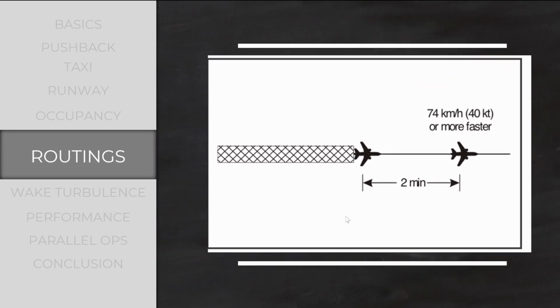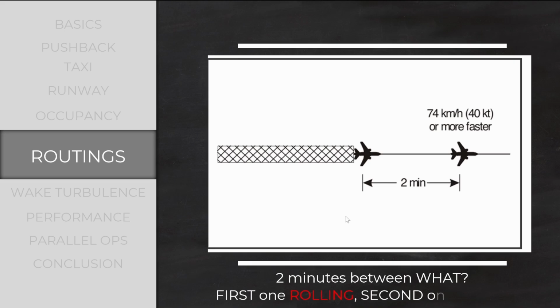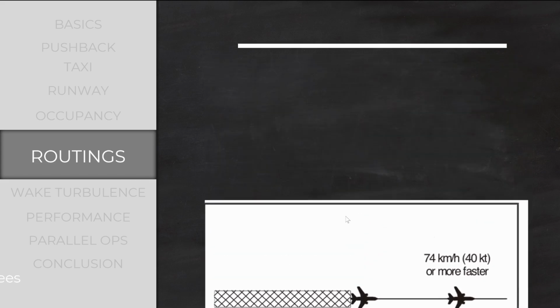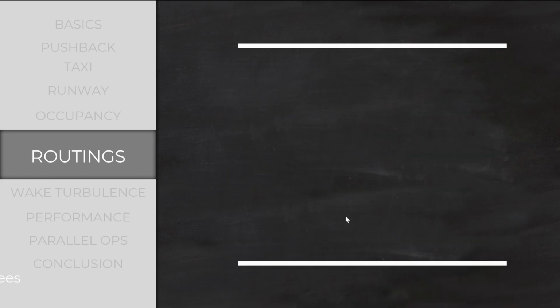Let's stop for a second. 2 minutes between what? Good question. 2 minutes between the first one rolling and the second one rolling. And instead of timing, you can also see that once the preceding is passing 2 nautical miles from the opposite runway threshold, then you can give the next one a takeoff clearance, and that will fit with 2 minutes. This is just a tip. So, if 2 airplanes have the same SID, they need 2 minutes.